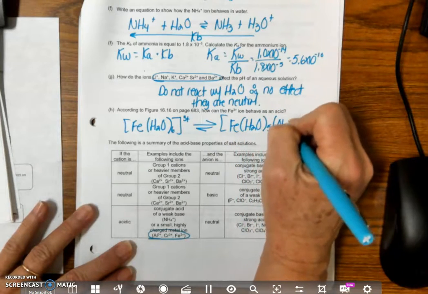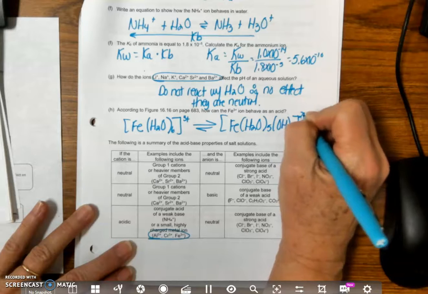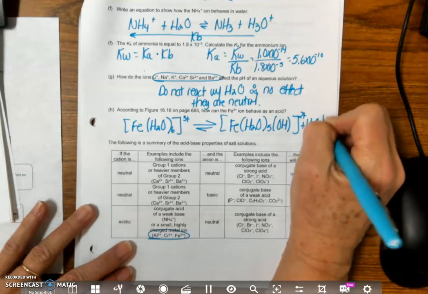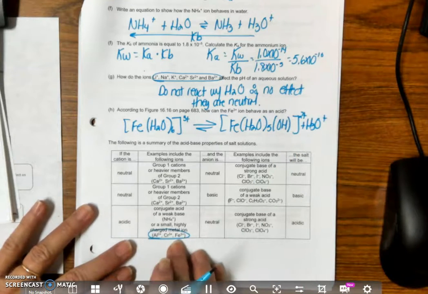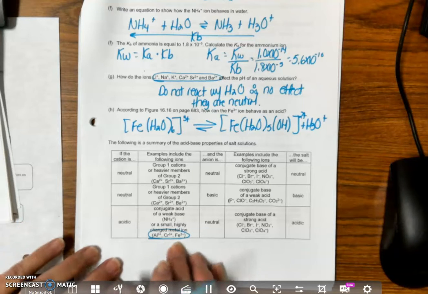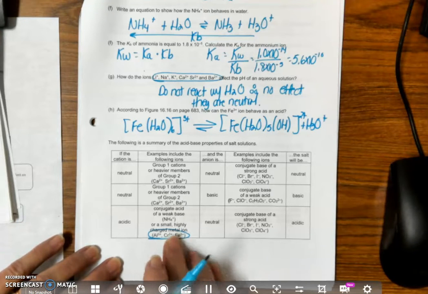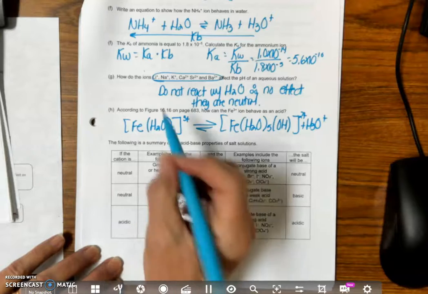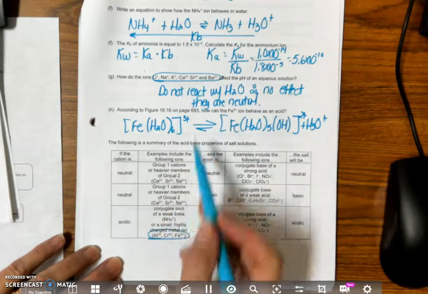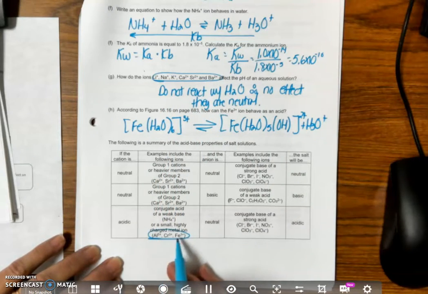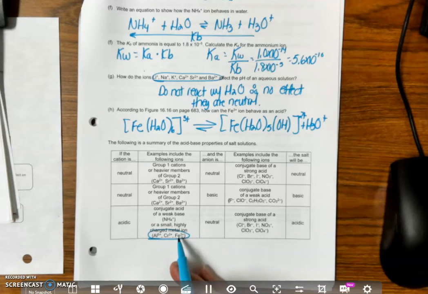And I can get this plus H3O+. Now, if you notice, these are the ones that can do that. These tend to be in the transition metals section of the periodic table. These are group 1 and group 2. These are neutral. But when you start getting aluminum, chromium, and iron, then you are getting into the possibility that these cations can act as acids.